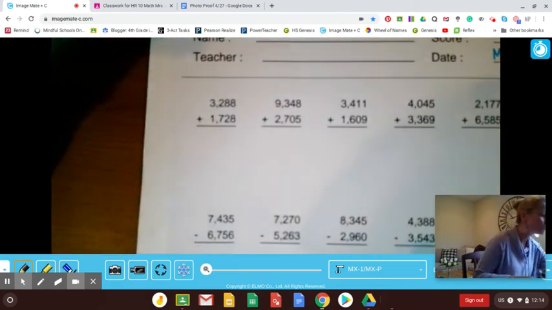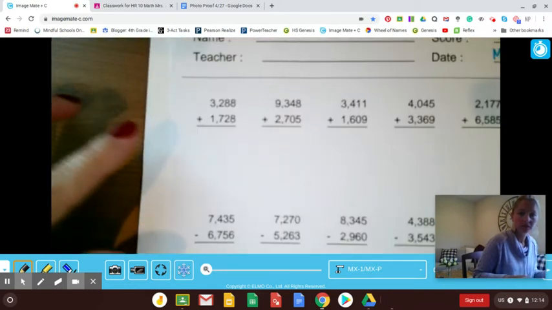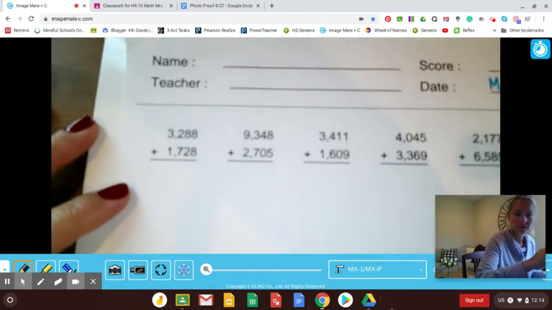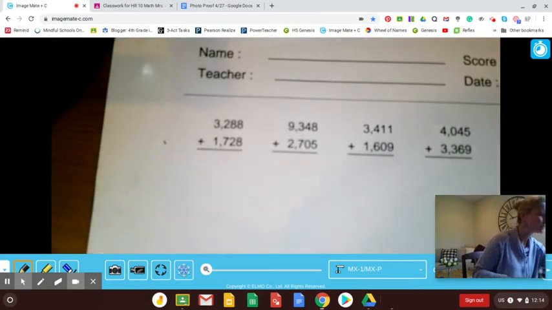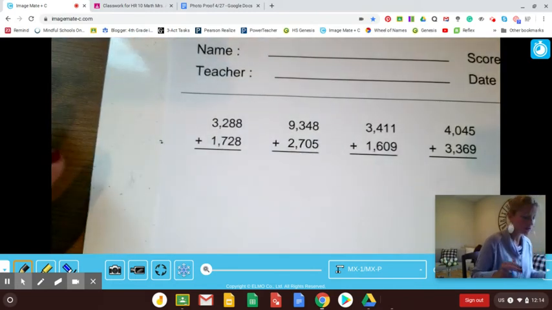I don't know why this is so blurry. I feel like it's not very autofocus. There we go. That's a little bit better.